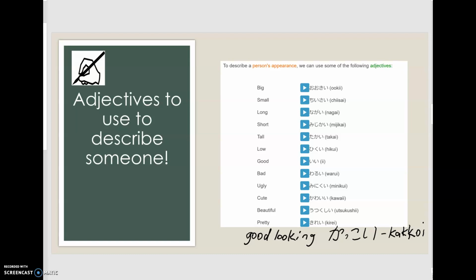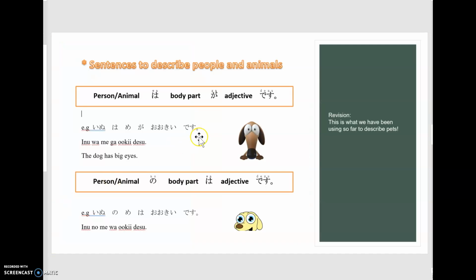So minasan, to put these together, we have gone through this sentence structure before with our animals. So I just put this person in here. Well, we did it before. We just had animal wa, body part ga, adjective. We can also now put a person here. So you could say your brother. Ototo wa me ga chairo desu. Okay, so my brother has brown eyes. Just the same as when you used it for a dog.